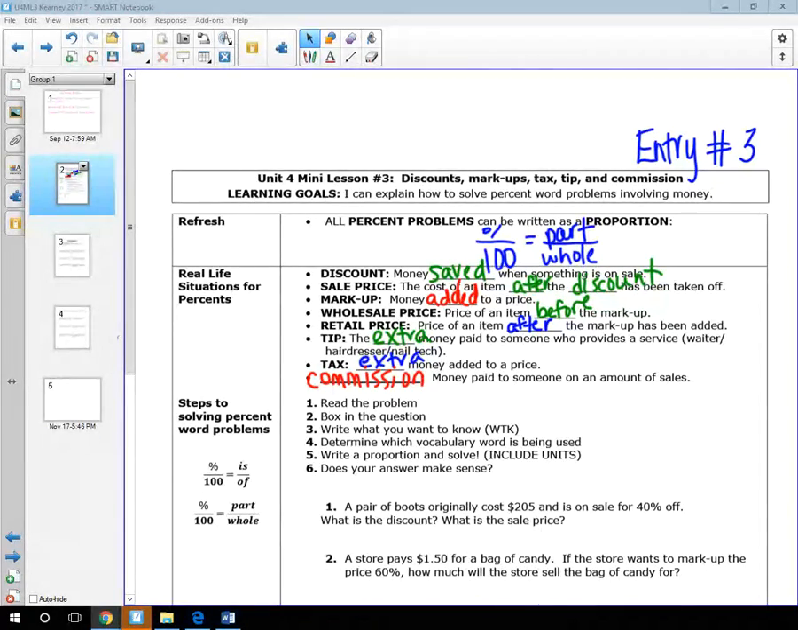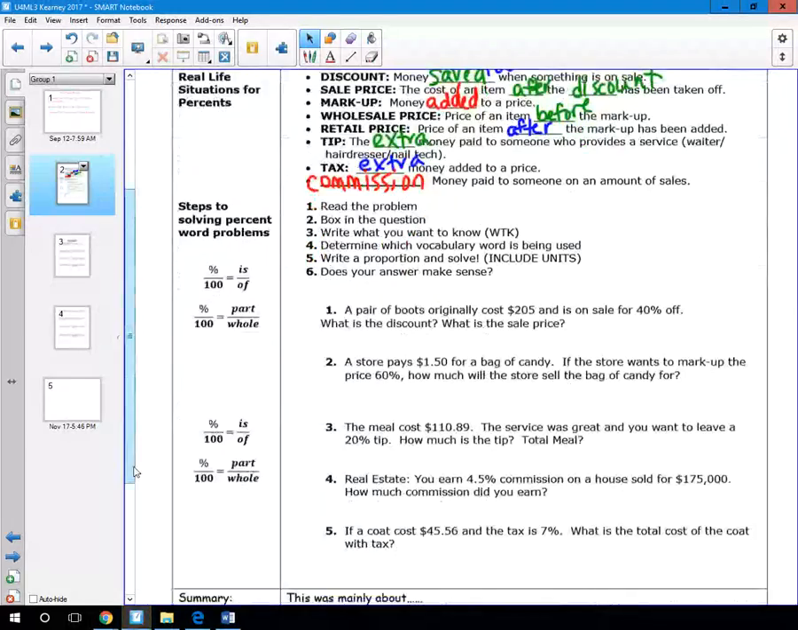Sometimes they want to know how much tip you left, and sometimes they want to know, well, what was the total bill with the tip included? So we have to be very careful. So I've written 6 quick steps that I want to see you going through every time you're solving these problems. Okay? Step 1, we want to read the problem. We can do that. Step 2, we're going to box in the question. So let's do this with number 1 as we go through.